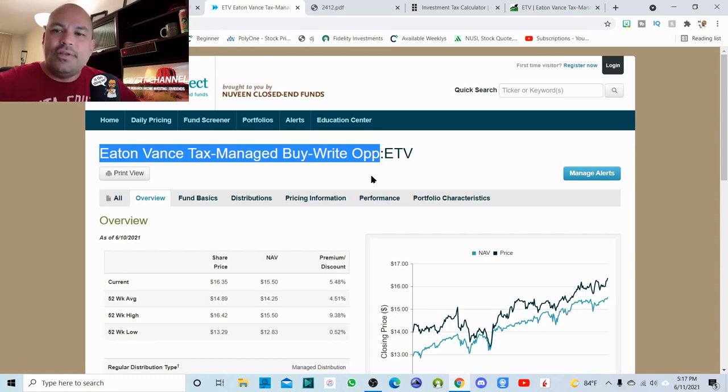And those of you that are not familiar with closed-end funds, they're similar to mutual funds, except that they're limited in shares. So in a mutual fund, everybody can buy in and they'll just keep creating shares. In a closed-end fund, it's closed. So it's a lot harder for the fund to create shares.